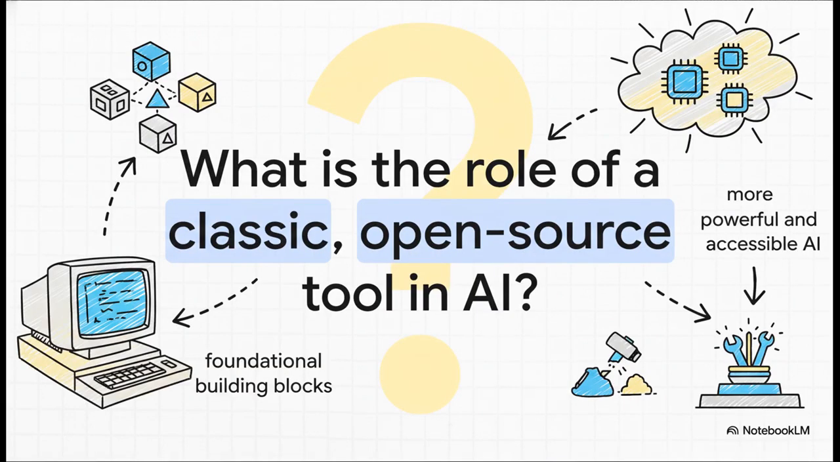Which leaves us with one final thought. In a world where AI is getting more and more powerful, what is the role of a classic open-source tool like Tesseract? Does it fade away? Or does it remain one of those essential building blocks that the next generation of technology is built on top of?